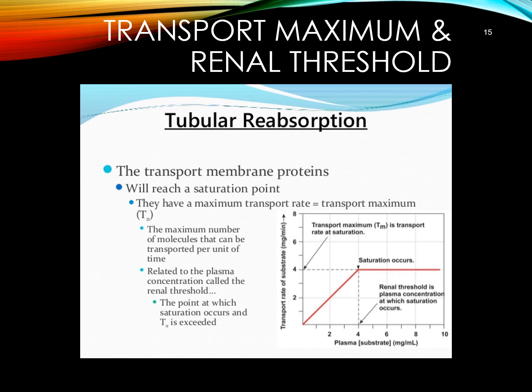That's going to give us a specific number of what the amount of substances in the blood that can be transported. And then once we reach that renal threshold, the rest of that component will be excreted in the urine.